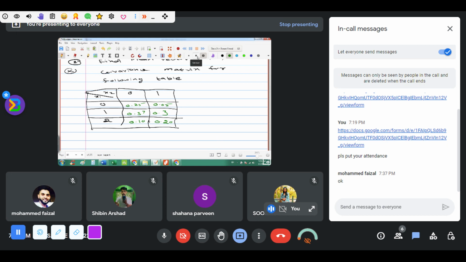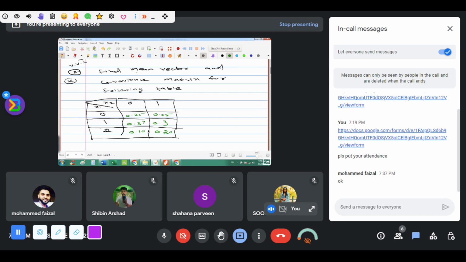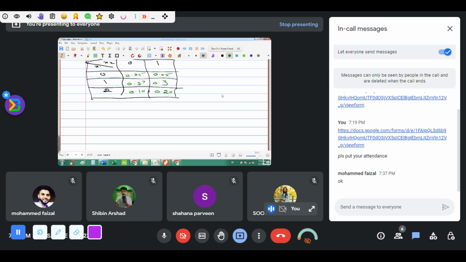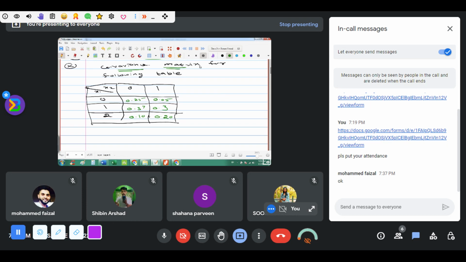What is the question here? Find the mean vector and covariance matrix. So how to find? I move to the solution. Please note all values. This notation is x1 and this notation is x2.